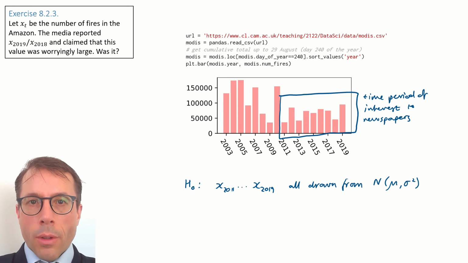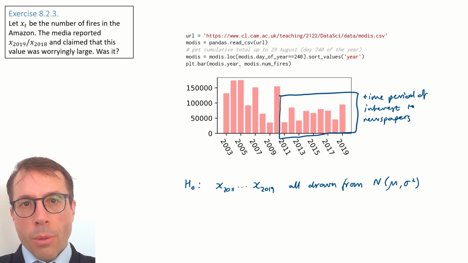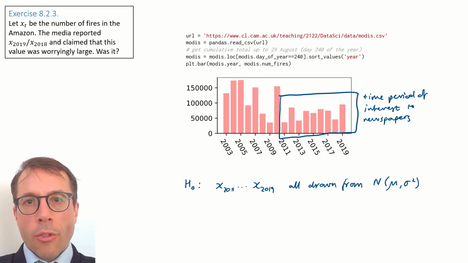The time period that the newspapers were interested in is 2011 to 2019. This is because Dilma Rousseff came to power in 2011 and Bolsonaro in 2019, and the narrative is that the uptick in fires represents a policy change by Bolsonaro. So we're only going to model the data from 2011 onwards.